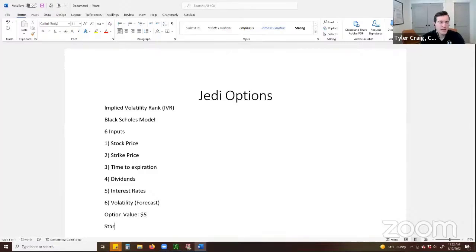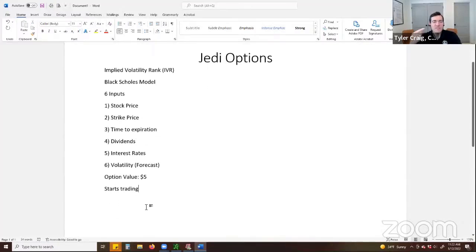And then the option starts trading. If you assume all those variables stay the same, the stock price doesn't change, the strike price doesn't change, time doesn't pass, dividends, interest rates don't change. But then you get a bunch of demand for the option. Everybody starts buying this option up. Well, all else equal, the option value is going to go up. And if the fair option value is $5 and the option value goes up to $6 or $7 in the marketplace, right? So the marketplace actual value of the option is $7.